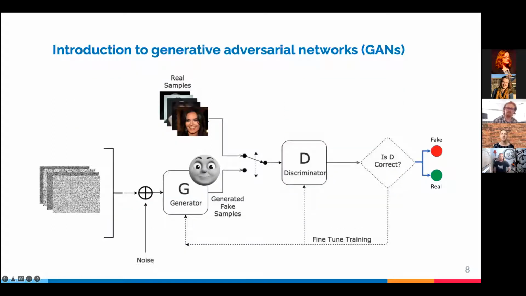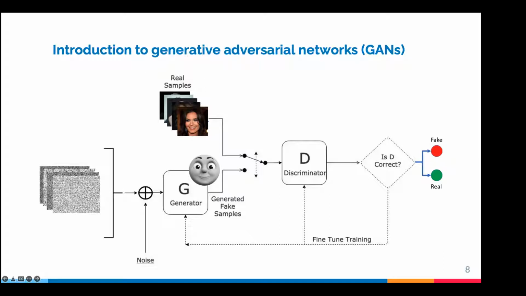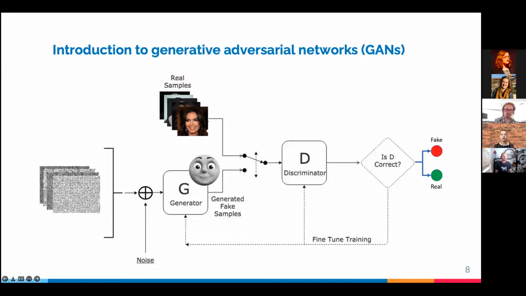Okay, so next I wanted to introduce what a generative adversarial network, or a GAN, is. GANs take in random noise and also real samples, and they have a generator and discriminator process to generate fake samples that can sort of fool the discriminator.